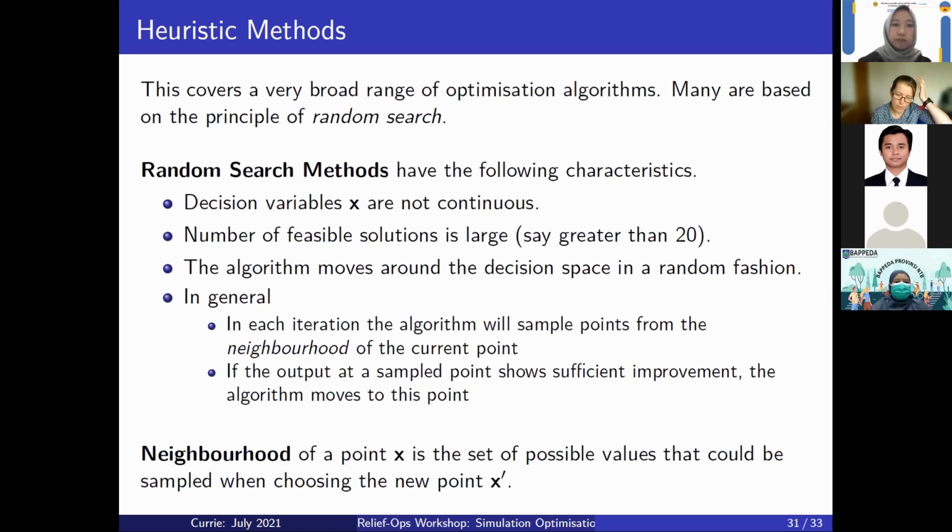As I said before, the neighbourhood of a point x is the set of possible values that could be sampled when choosing the new point x prime. So when you're looking at where you're going to test next, it's the values that are around x. What that means in the context of your model will depend on what you're modelling and what the decision variables represent. But if we think about the call handlers example, then maybe the neighbourhood of x would be one more call handler of this particular type, one less of that type, one more of another type, one less of that type, etc. So you're looking at solutions that are close.